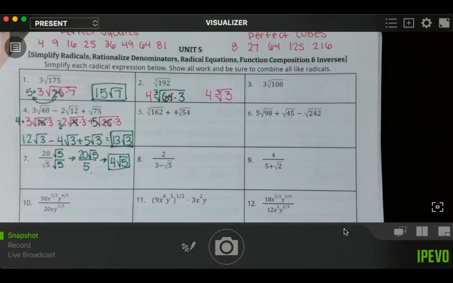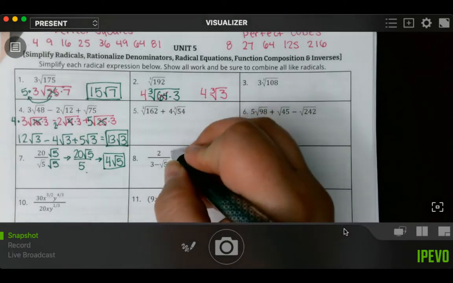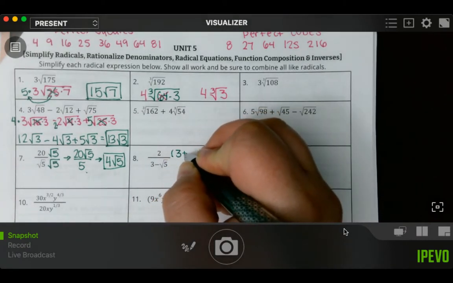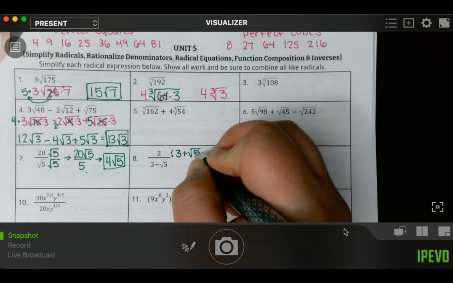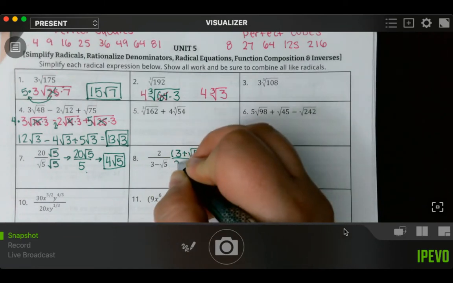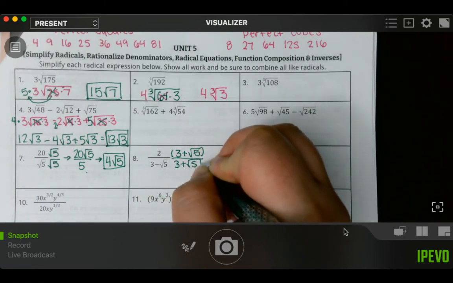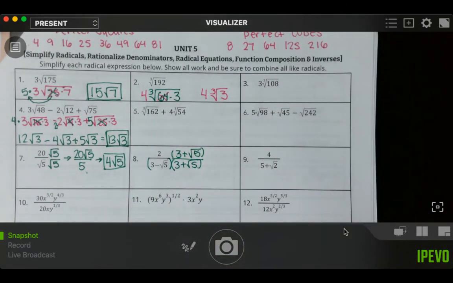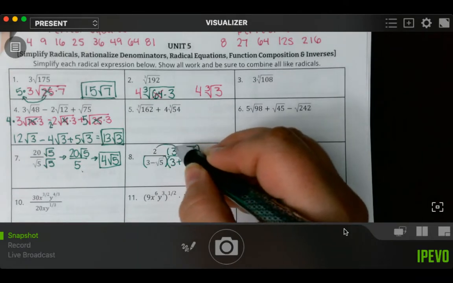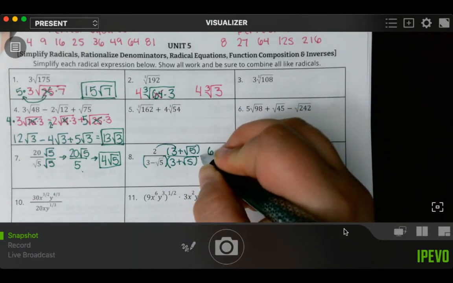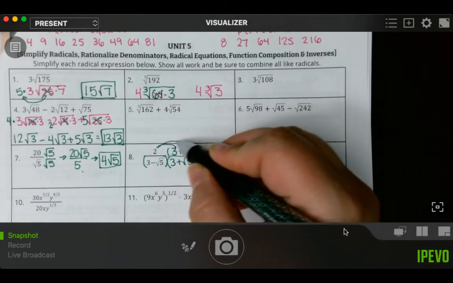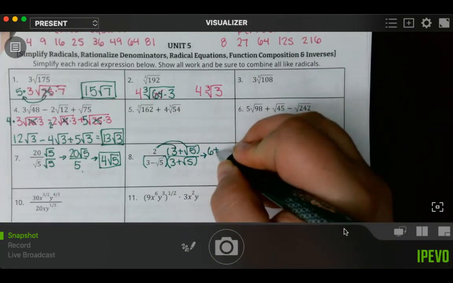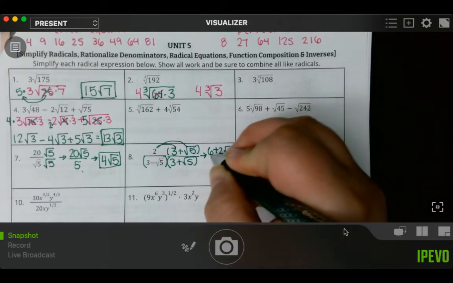Number 8 is a little more complicated. Since there is a minus there, what we do is we multiply by what's called the conjugate, which is 3 plus the square root of 5. And then I'm going to go ahead and put this in parentheses as well. On the top, I have 2 times 3, that's 6. And 2 times the square root of 5, that's just 2 square roots of 5.